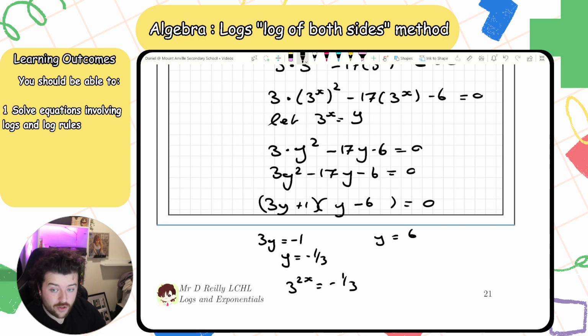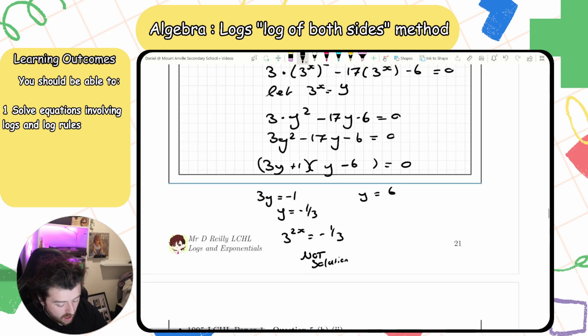Well, that cannot be true, right? So there is no solution for that one, because no matter the power of x here, it will never give me a negative number. We could validate that by taking the log of both sides. If I take log of 3 to the x is equal to log of minus 1/3, well, as you see, I can't have the log of minus 1/3, so therefore we can say that is not a solution. And y is equal to 6, so 3 to the x is equal to 6.